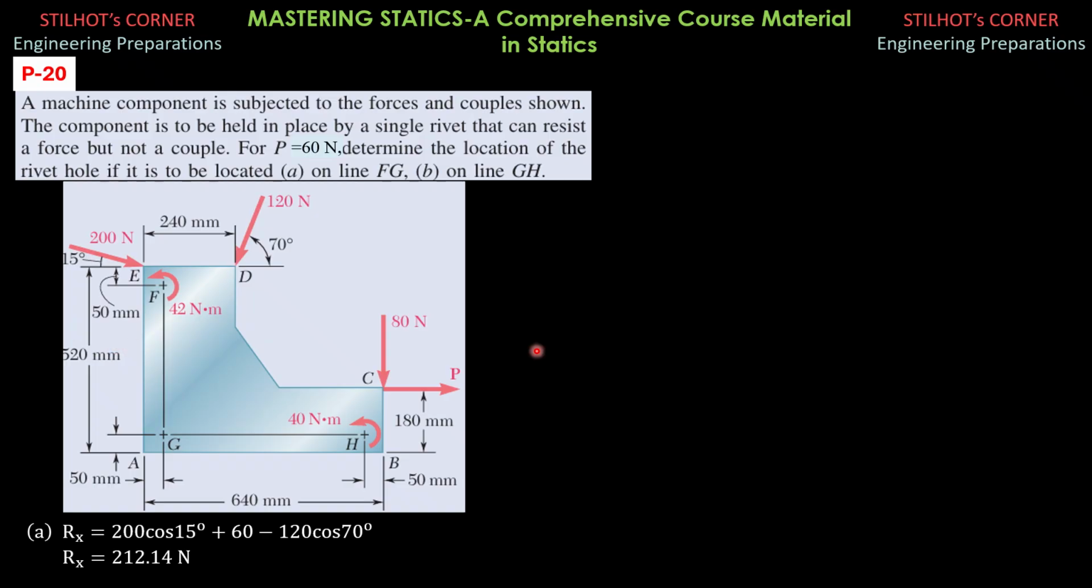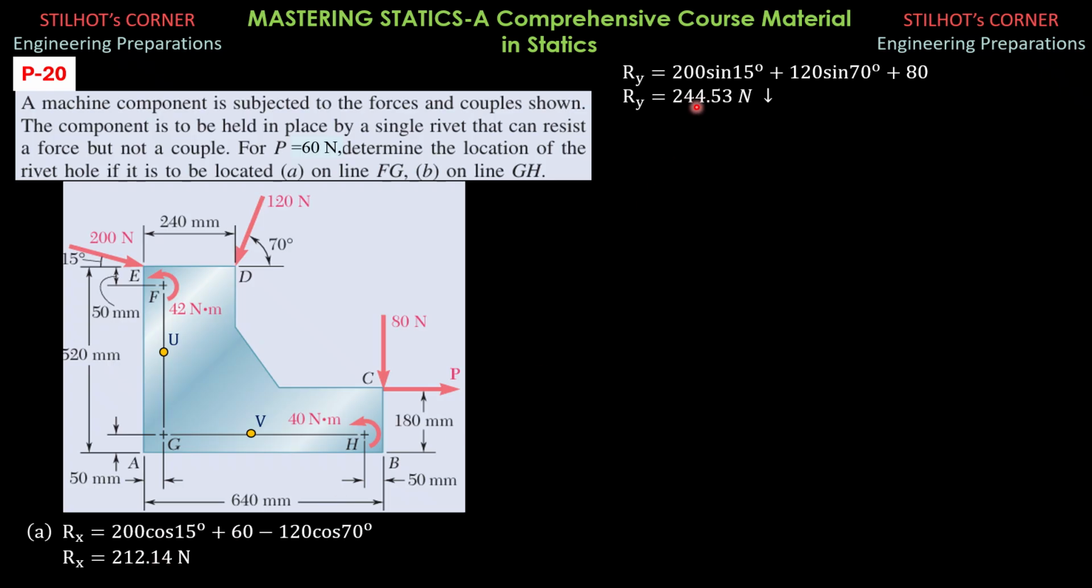Ry, so all forces are downward, so I'll consider downward as positive. In a way, we will indicate it downward as the y component of the resultant force. So, downward positive: 200 sine of 15, then plus 120 sine of 70 downward, then plus 80 downward. So Ry is equal to 244.53 newtons downward.